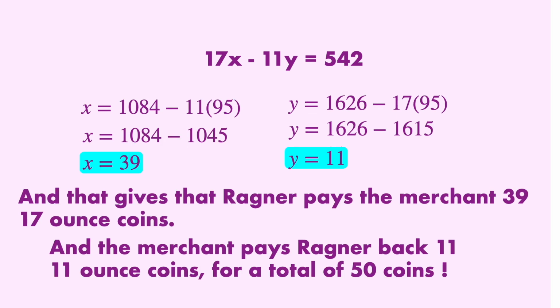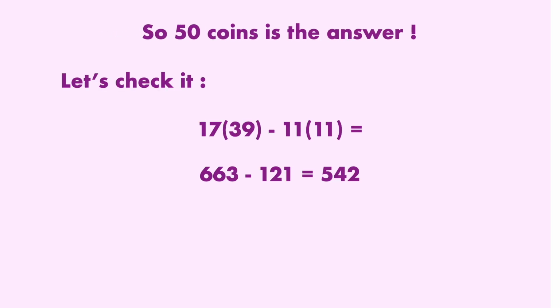So we subtract 11 times 95 on the left and 17 times 95 on the right, and we can see that we get an answer of 39 for x and 11 for y, which means that Ragnar would pay the merchant 39 17-ounce coins, and the merchant would pay Ragnar back 11 11-ounce coins. And that's a total of 50 coins. So 50 coins is the answer, and we can check it by doing the arithmetic.